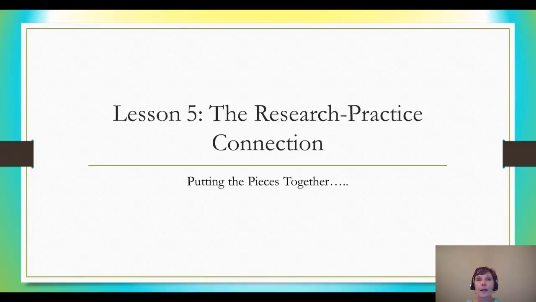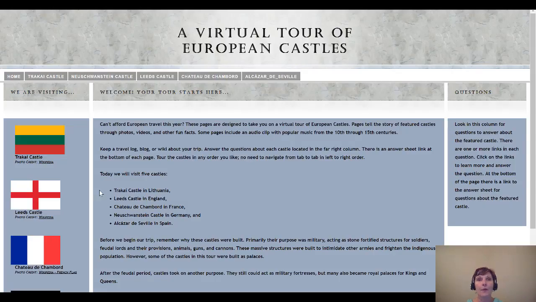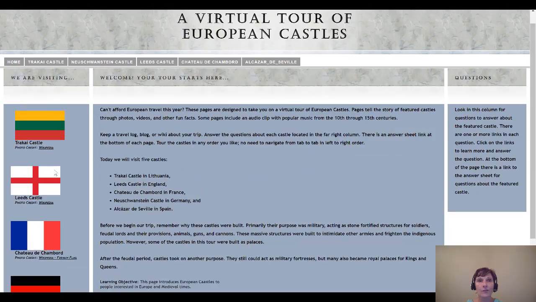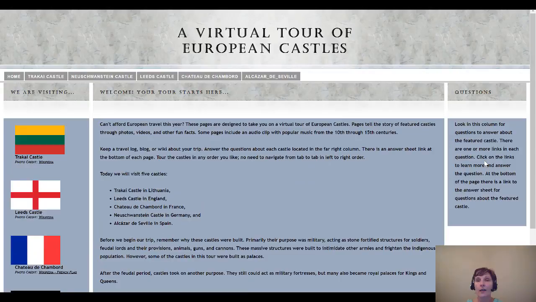Here are some examples of the research practice connection from my EdTech practice. The first example is my virtual tour of European castles. Right here on the first page, you get an idea of exactly what the content is. You've got the flags for the 5 castles, the countries that they're in, questions, and in the middle a large pane giving you the objectives and goals for this class.